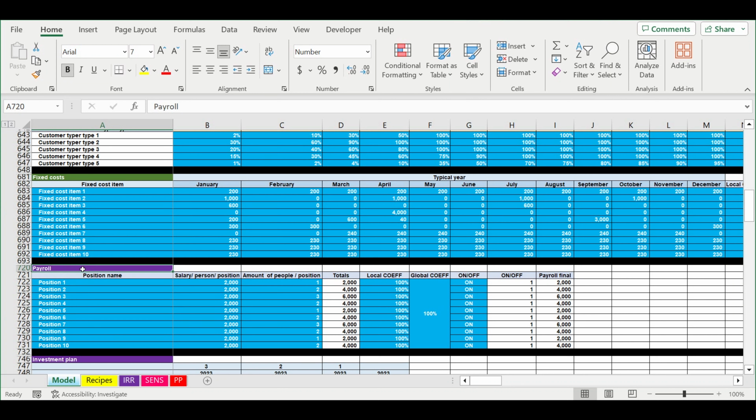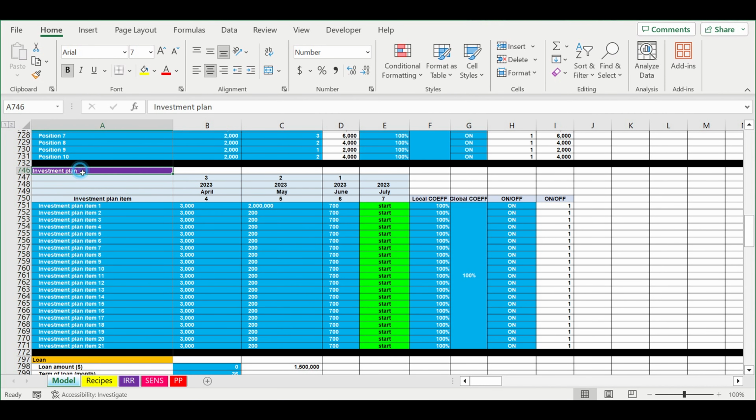Now let's get to payroll block. It has a very simple logic. First of all, we name all our positions. Then we specify the monthly salary per person on each position. Then we set up the amount of people on each position. Here on the right, we have on-off toggles plus local and global coefficients.